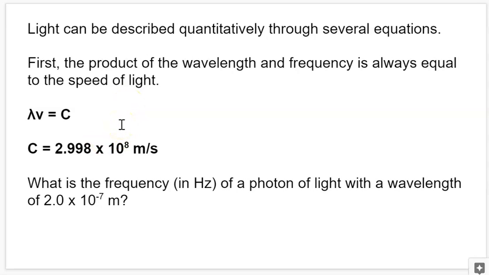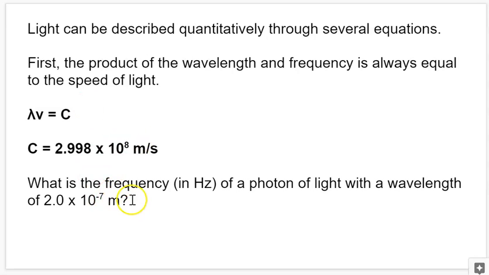Light is the fastest thing in the universe, and it goes exactly 2.998 times 10 to the 8 meters per second. And this value relates the amount of time something is waving to the distance between the individual waves. The product of these two will always equal the same value. So this helps us know one if we know the other. If we know the frequency of light, we can calculate its wavelength and vice versa.